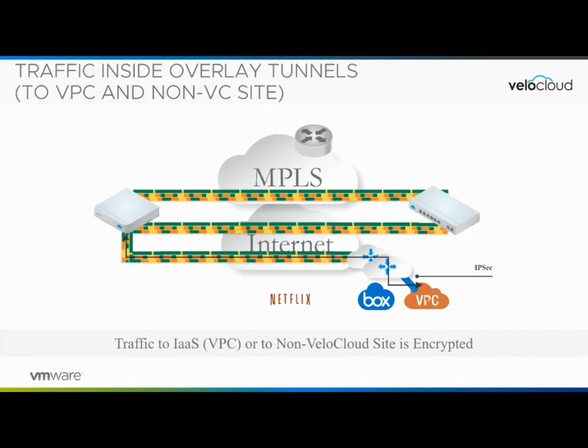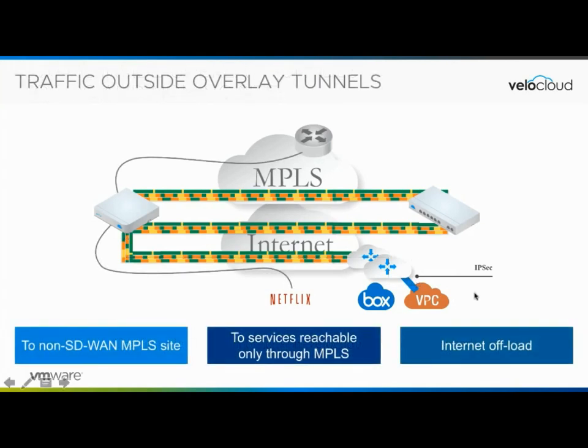Similarly to a VPC or to a non-VeloCloud site, we build up an IPsec tunnel from the gateway to that non-VeloCloud site. So the traffic from the edge device to the gateway will be over that overlay tunnel, and then a handoff will happen to that IPsec tunnel.